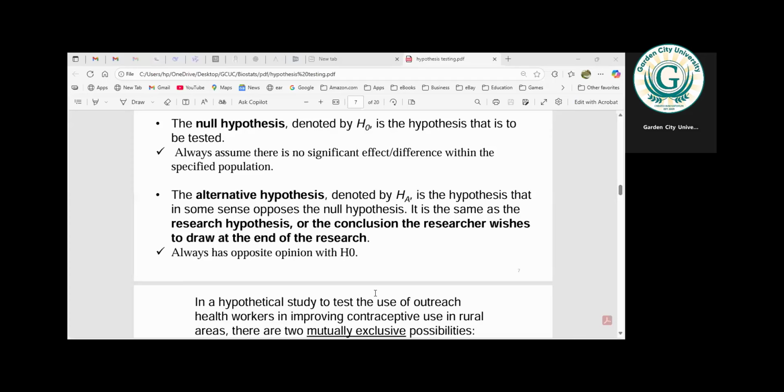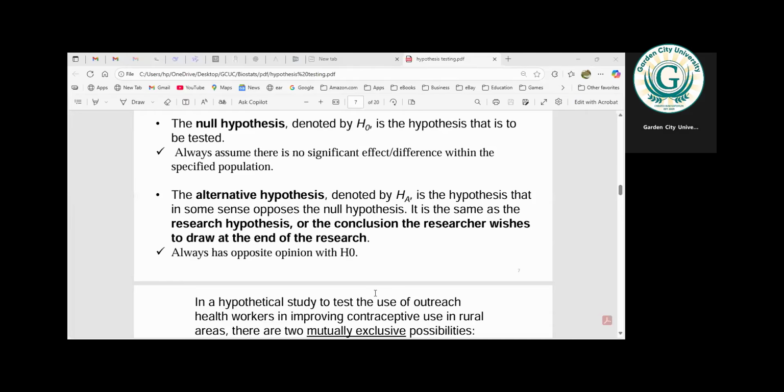Or someone can say that there's no difference in the percentage of women using antenatal care, even after you did your policy or whatever. If there's no difference, then it means that it remains the same. Now, as I said, the alternative is just the opposite of the null.